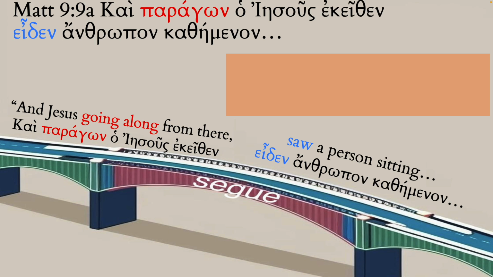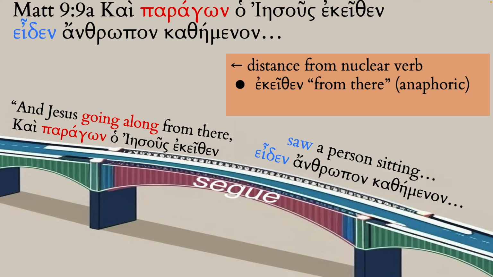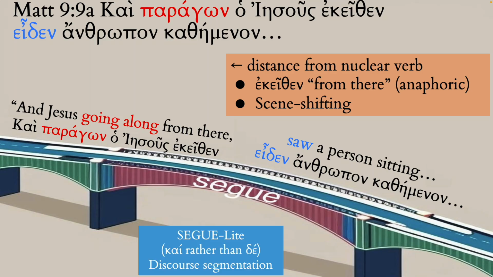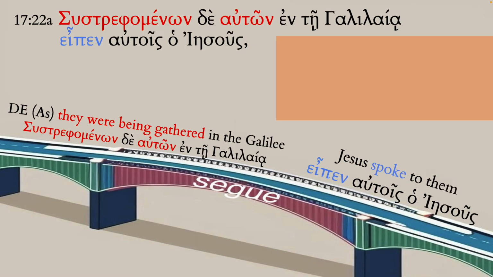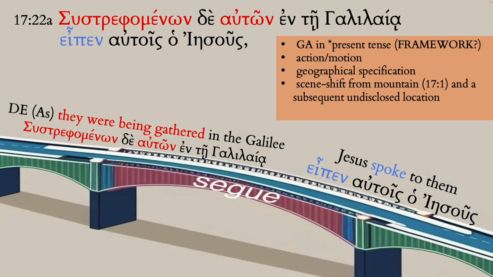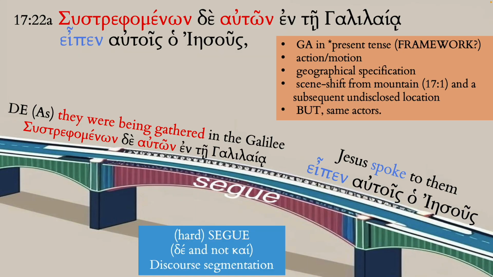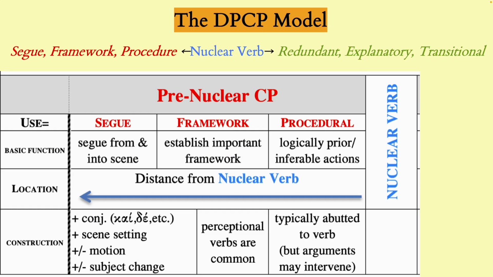So here's a softer segue: Jesus going along from there. Again, note the distance from the main verb. You have "from there" indicating an anaphoric reference, and it's also scene shifting, and this is what we began seeing as segue light. Another example, I'll skip over this for the sake of time. So we have lots of examples of these things. This was a genitive absolute present tense serving as a segue and scene shifting.